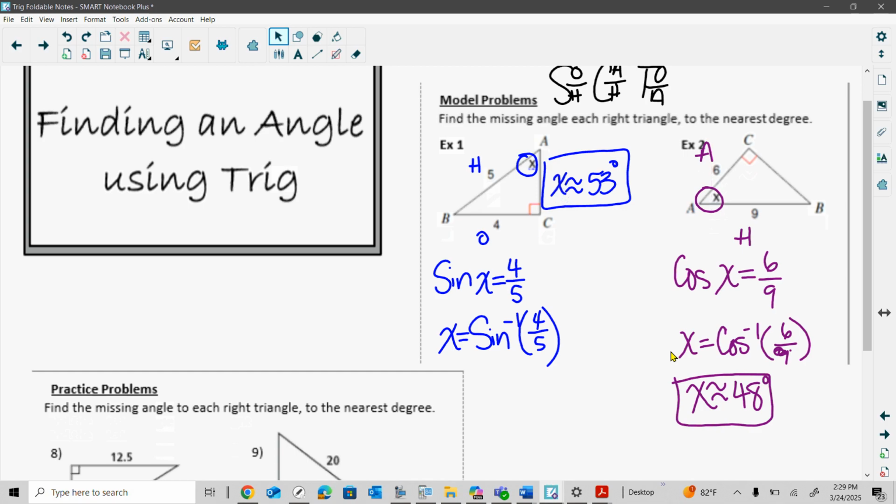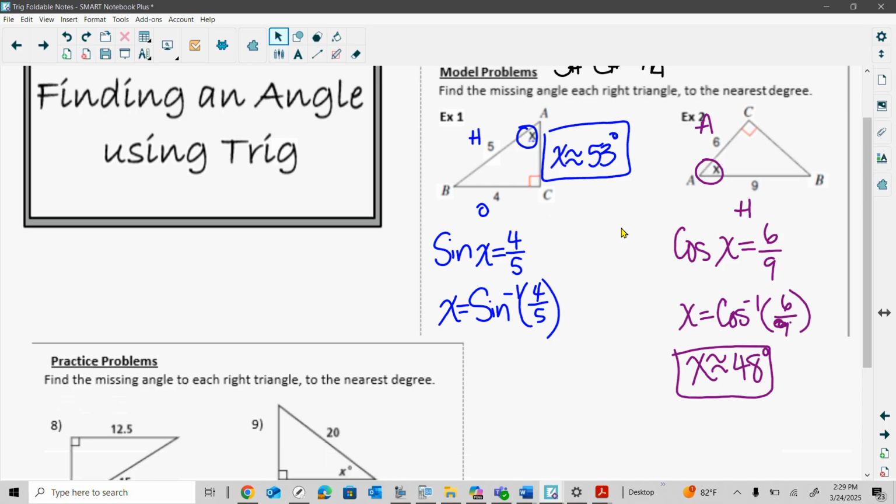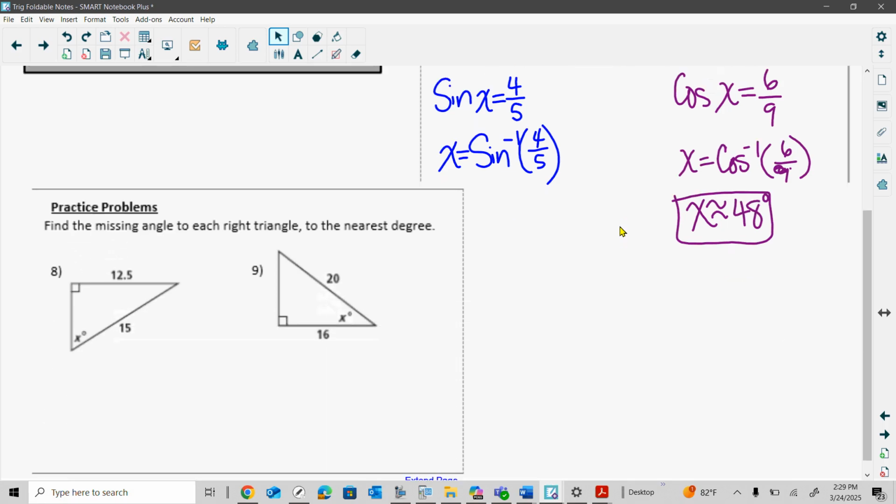So you do the same steps. You circle the angle, you label your sides, and then pick your trig function. But if the angle is what's missing, you have to use the inverse to get to that angle measure.